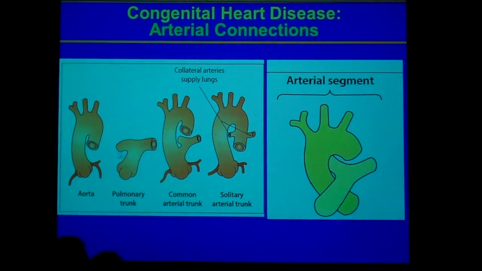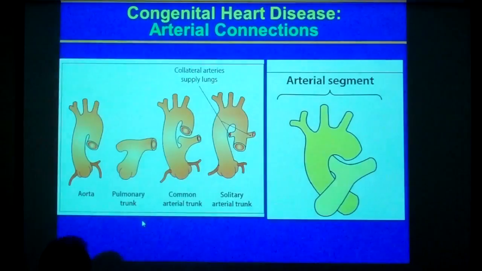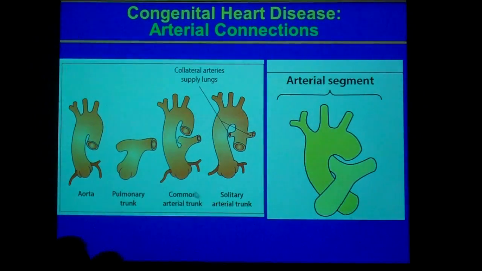Then the various situations in the great arteries. Normally you like to have these 2 and how they were wrapping around, that kind of normal relationship. But you may just have a 1. Truncus never divided into 2. So that situation is called common truncus or truncus arteriosus.